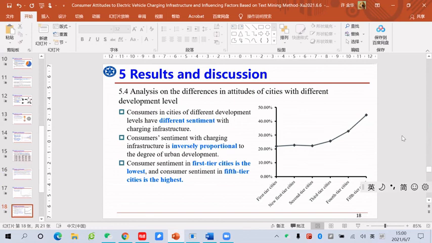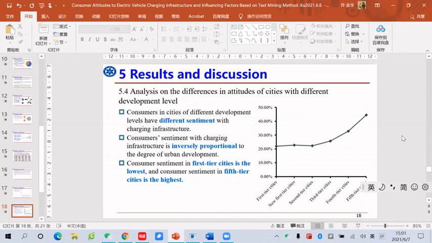We collect all comments from the internet, from different cities. We divide them into different levels of cities, and we can see that in the first level cities the attitude is different from the other cities. So we can see maybe the education and the income of the consumers are different for these cities, but it's just a kind of guess.